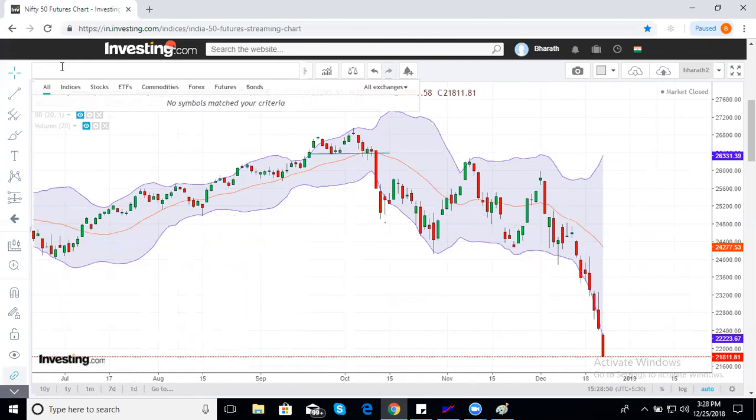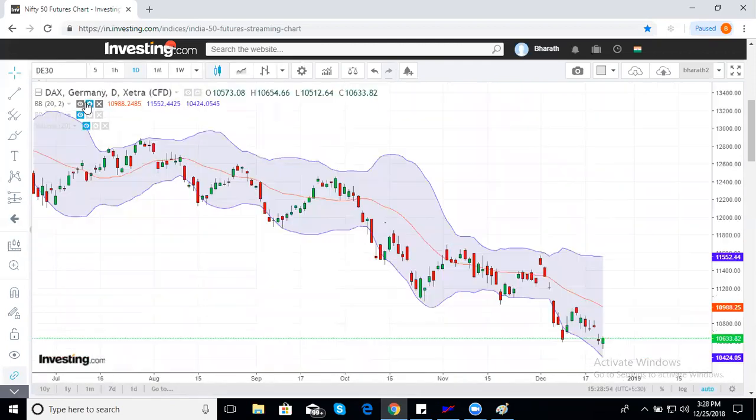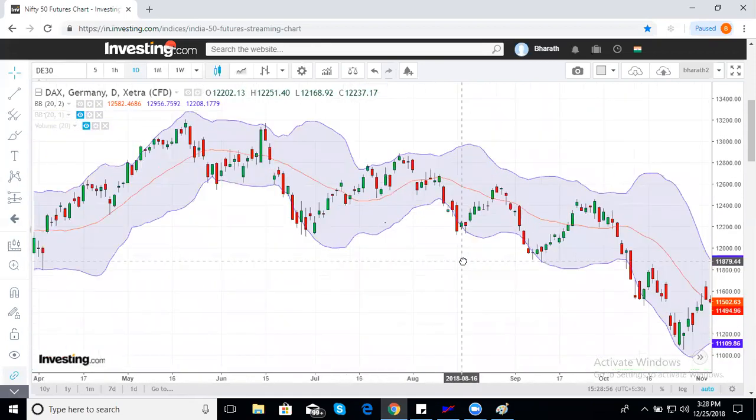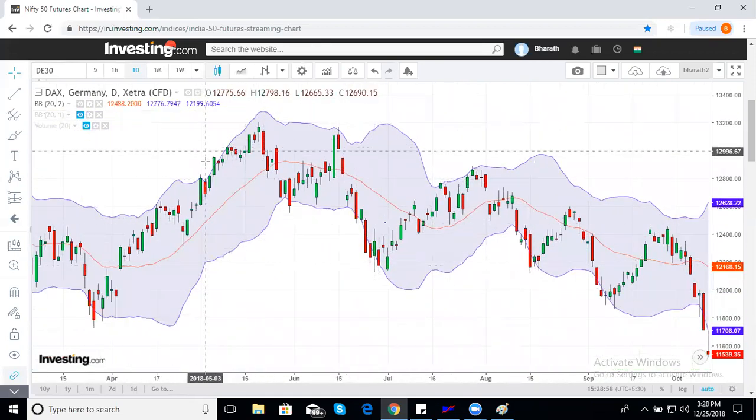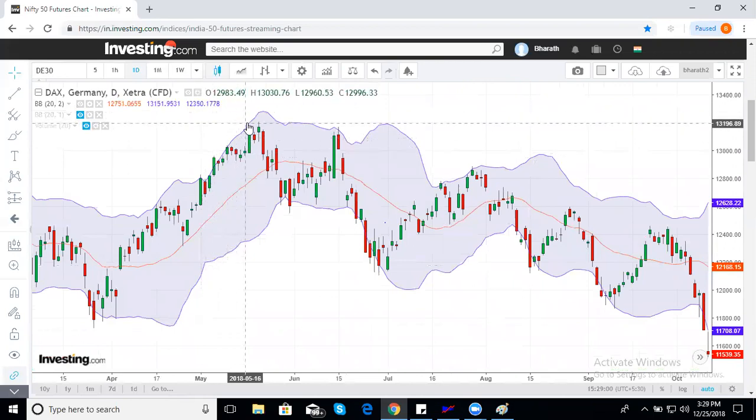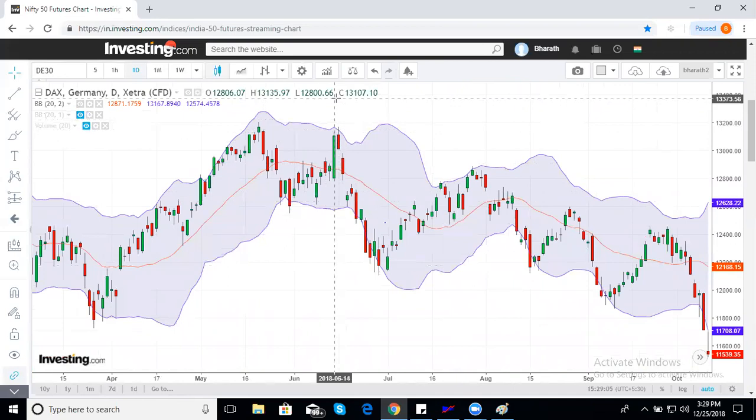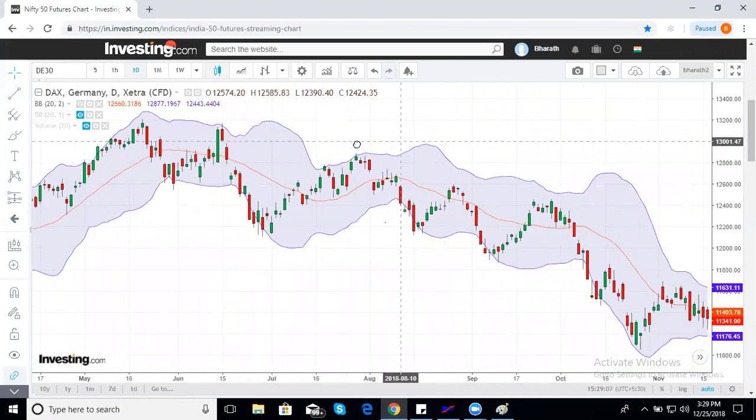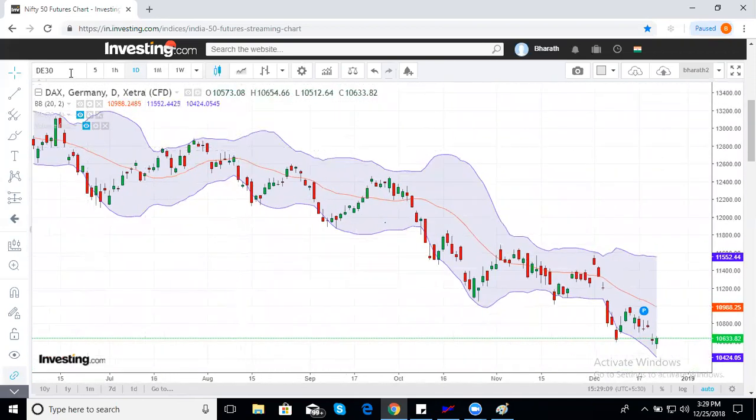Right? Let's see other markets. This is DAX, Germany. Look at this. Outside the band closing, goes out, comes back. Next time, it doesn't have the strength to close outside the Bollinger Band, and thus enters the story. Now you see DAX.